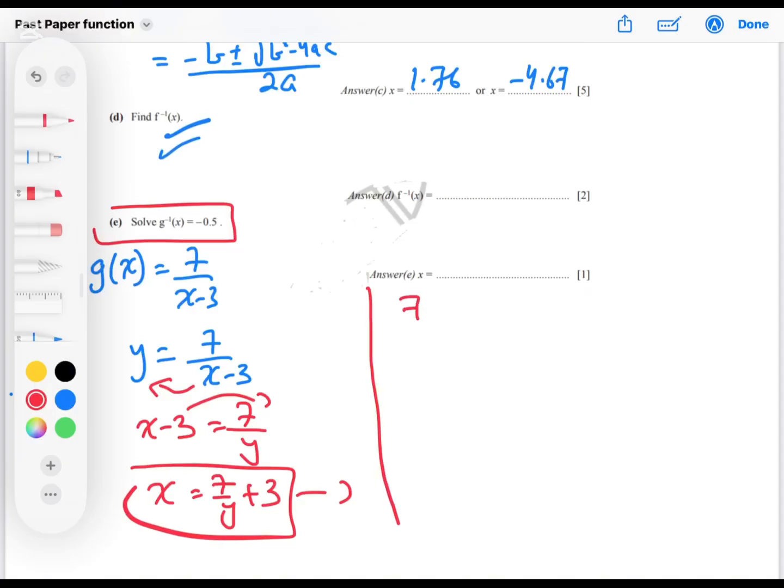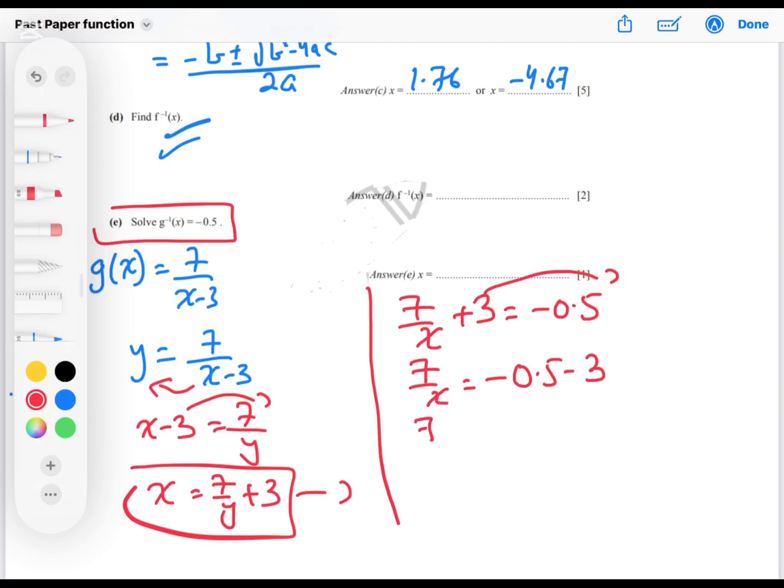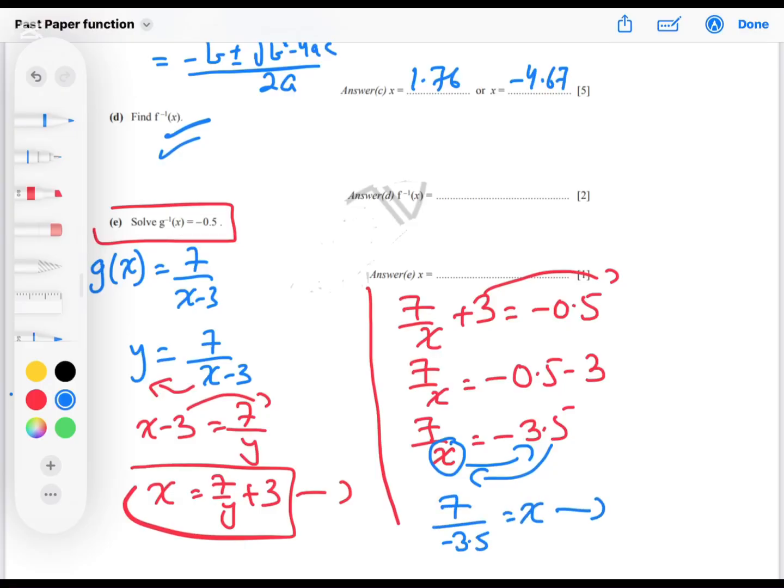So this means that 7 over x plus 3 equals negative 0.5. The 3 will go to the other side and it will also subtract. So 7 over x will be equal to negative 3.5. Now I need to find the value of x. So x will go to this side and negative 3.5 will be divided. 7 divided by negative 3.5 equals x. So when we divide, we will get negative 2. You can check on the calculator as well. That's a very simple calculation.